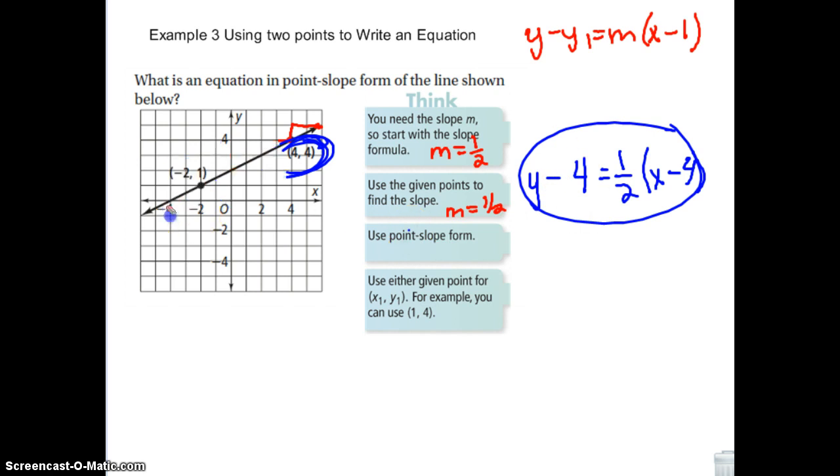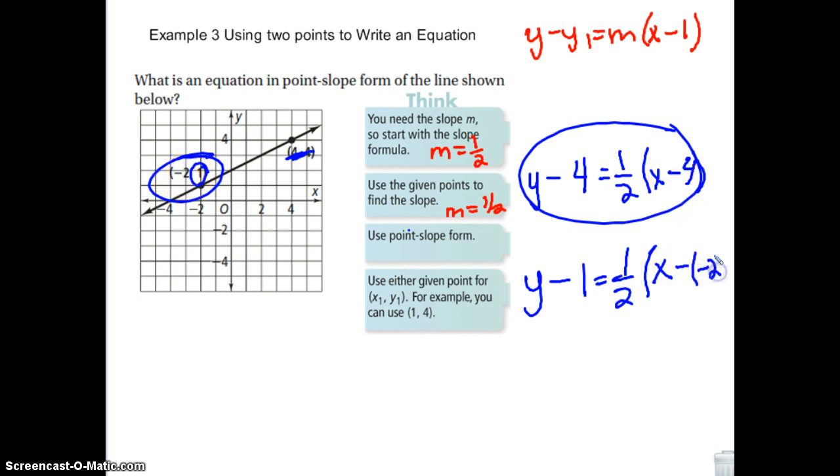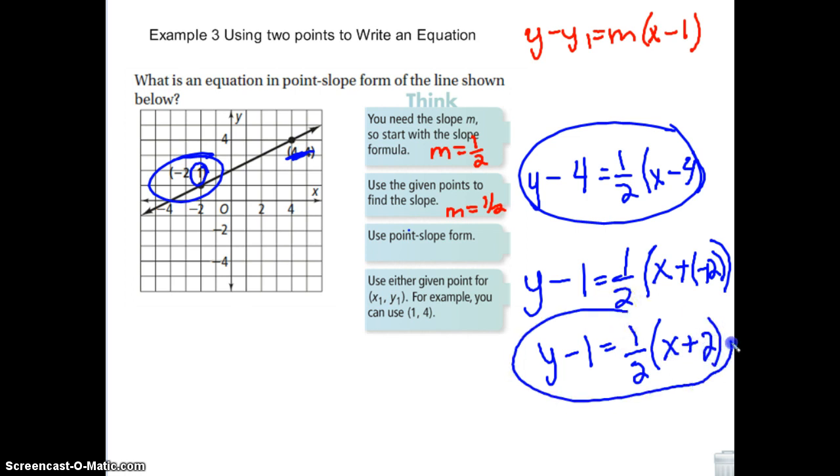Or if you chose, hey, I like negative numbers, I don't want to use this one, I want to use this one, then it would be y minus, what's my y value? It's a 1, so y minus 1 equals, my slope is the same, 1/2 (x, now look what it says, x minus 2. So we know that it's going to be x minus a negative 2. But we already know that I have to keep change that, so it's actually y minus 1 equals 1/2 (x plus 2). And that's our answer. So either one of these would work. So on your test and on your homework, you could have 2 answers. You only have to put 1.